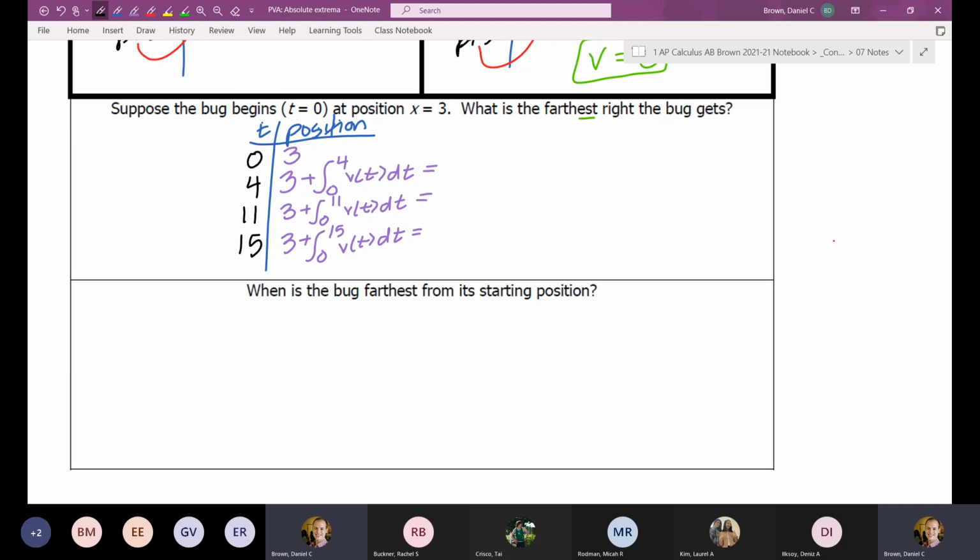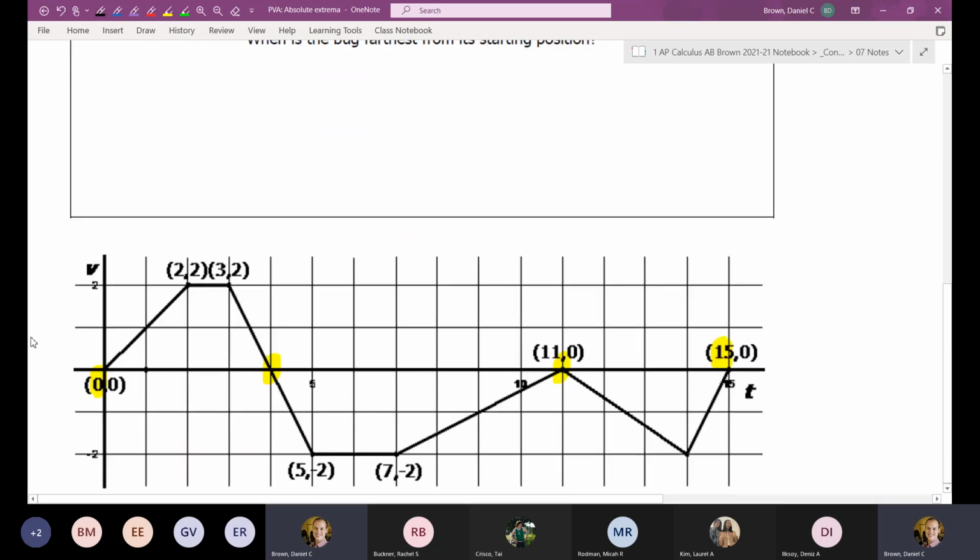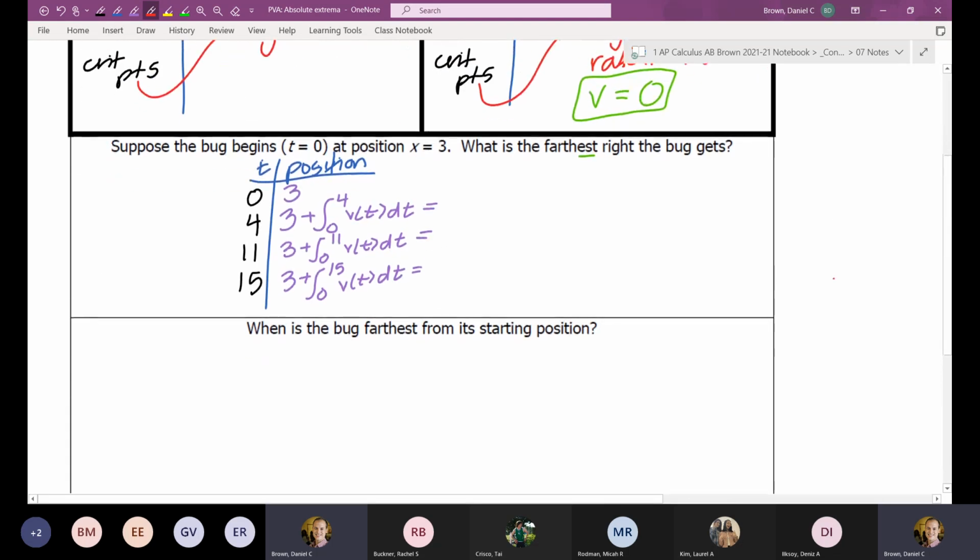So we had 3 for that first one. From 4, I'm going to find that one. I already did this one. That was areas of 2, 2, and 1. I know that the integral from 0 to 4 is 5. So answering that row, it started at 3, went 5 more, and now it's at 8.